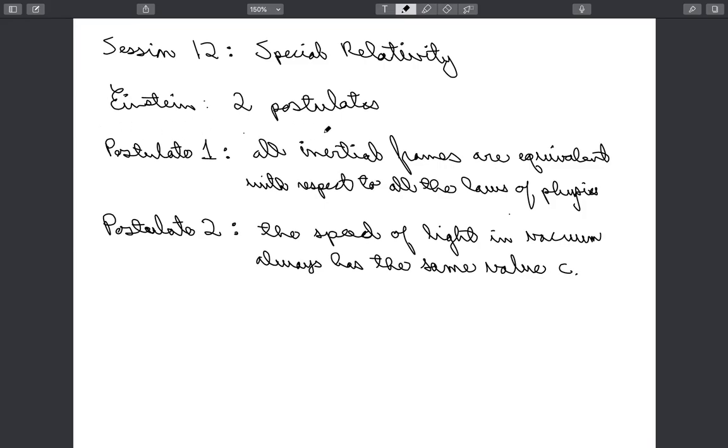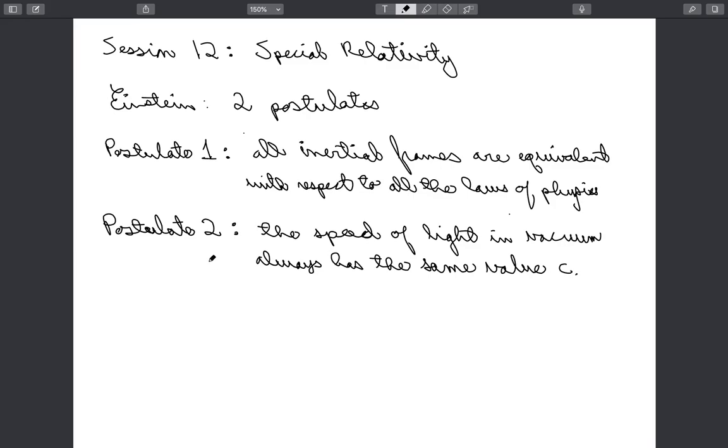Well, Einstein had two postulates. The first postulate is that the whole of physics, all the laws of physics that you know, don't depend on which inertial frame you're looking at them in. And an inertial frame is simply a frame, as you'll remember, that's not accelerated.